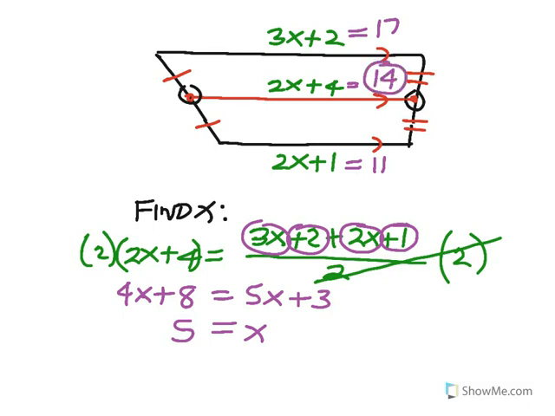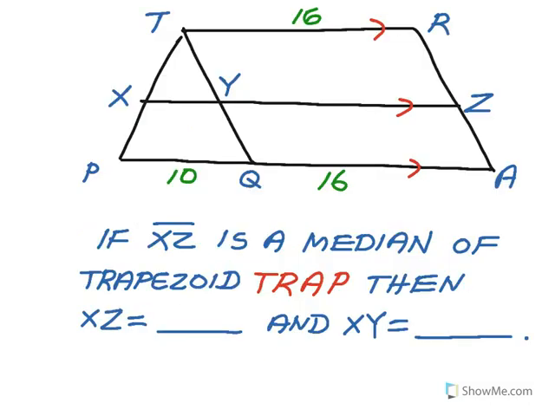One more example. Okay, I like this example. This is a big figure here, and we're told that this big figure on the outside, TRAP, is a trapezoid, and XZ is the median of the trapezoid. So I know that it goes through the midpoints. X and Y are midpoints of those sides of the trapezoid, and XZ is parallel to TR and PA. So I have to find the length of the median, XZ.